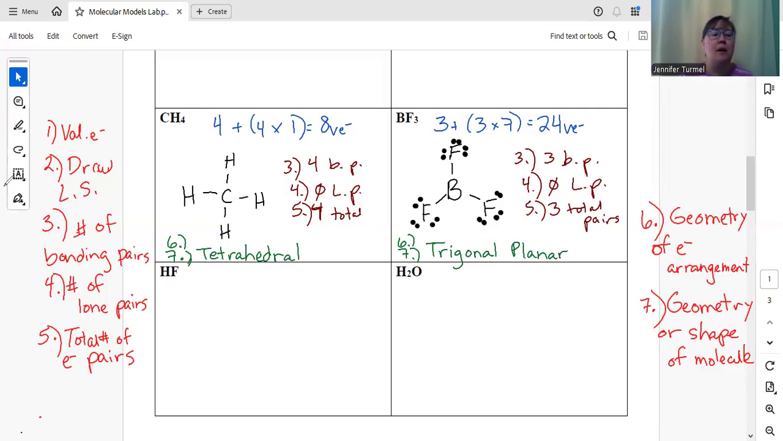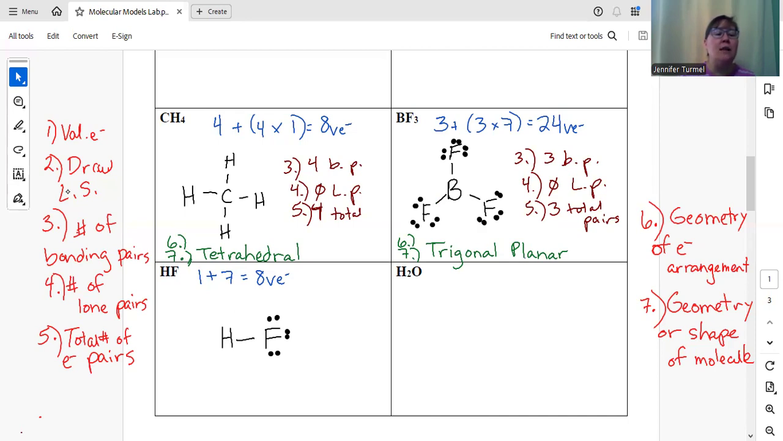All right, great. So now let's look at HF. So we have 1 valence electron from the hydrogen and 7 from the fluorine. So this one has 8 valence electrons again. Now this one's just a tiny little molecule, hydrofluoric acid, H to F. And so we're going to go ahead and put in our lone pairs. And we know that on hydrogen, we don't have any lone pairs, but fluorine, of course, is always going to have 3 lone pairs or 6 electrons. And now we have all 8 of our electrons right there, so we're good to go.